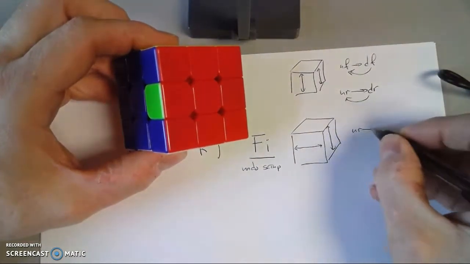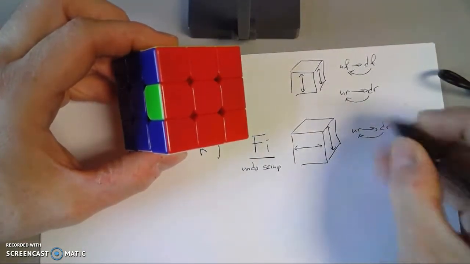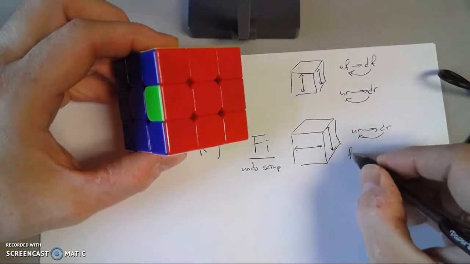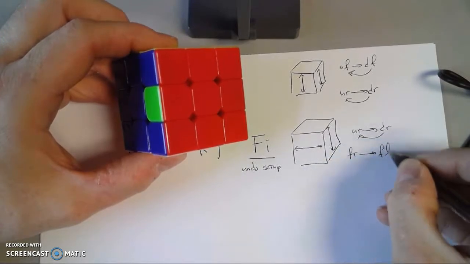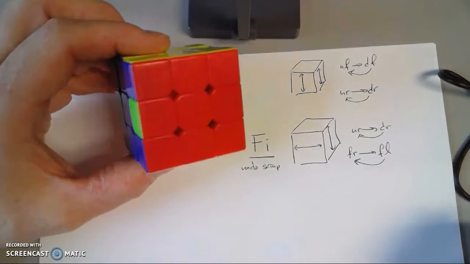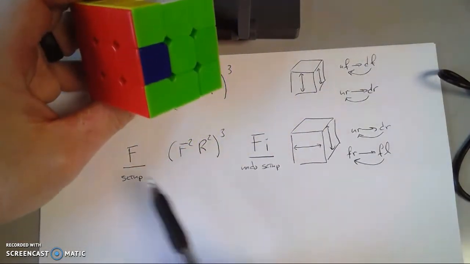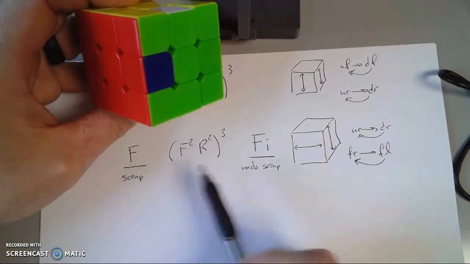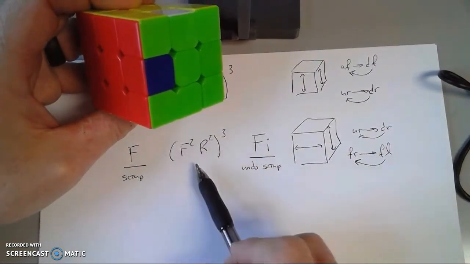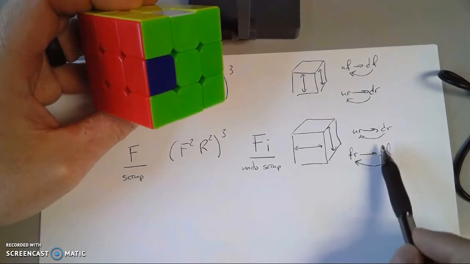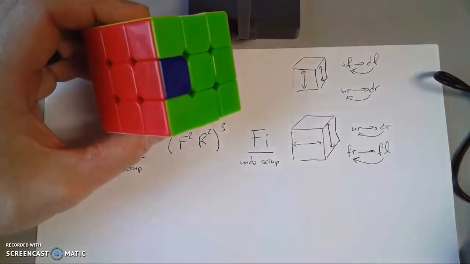So I have up right, down right, and back again. Now I have front right, front left. It's still a pair of 2 cycles, but it's a different pair of 2 cycles. Conjugates will always have the same cycle structure as the original permutation. Different locations, but the same number of cycles and types of cycles.